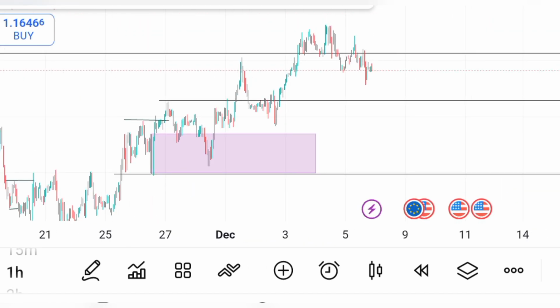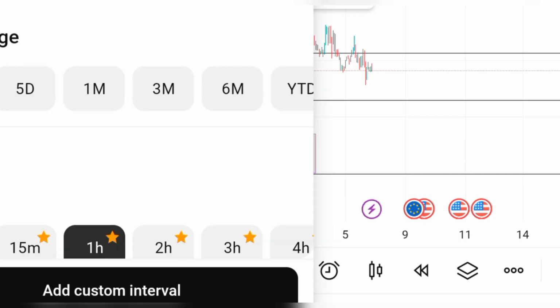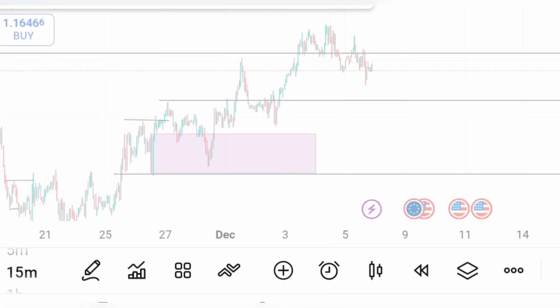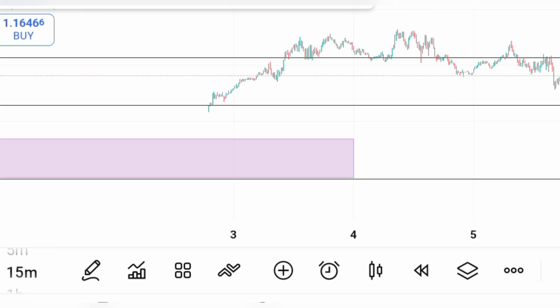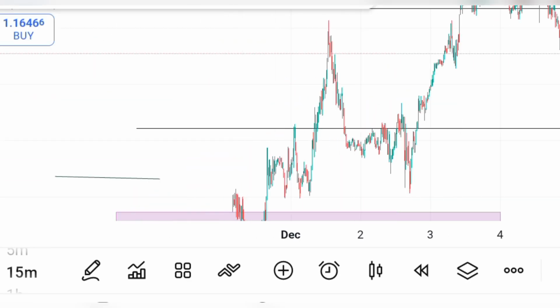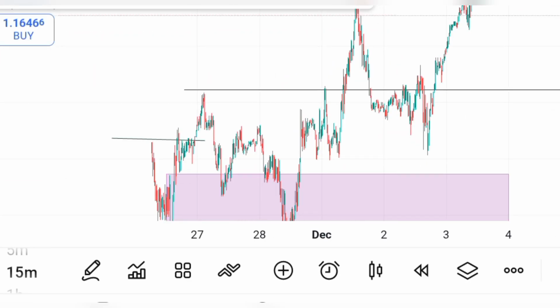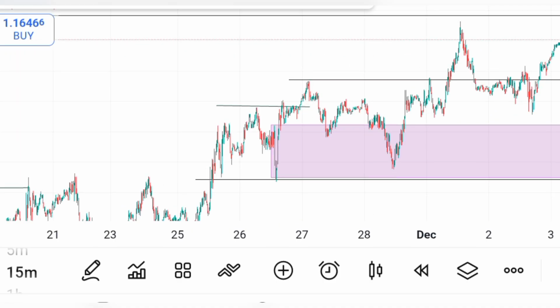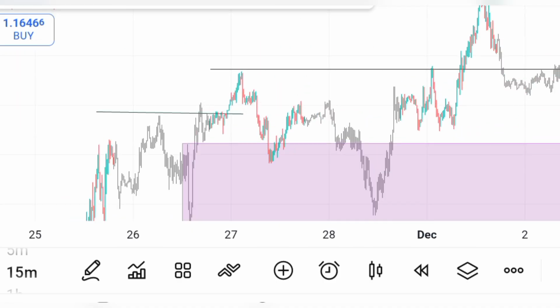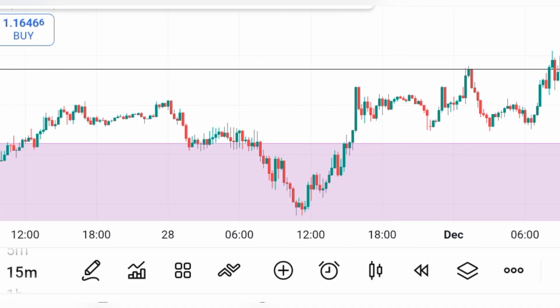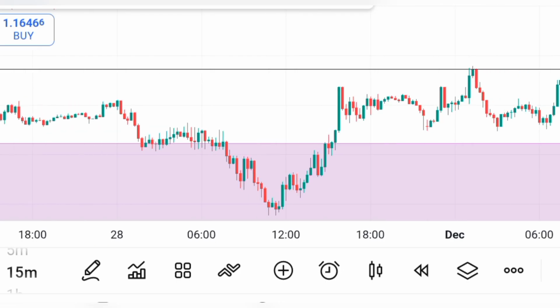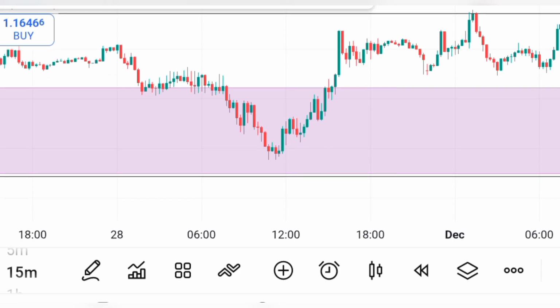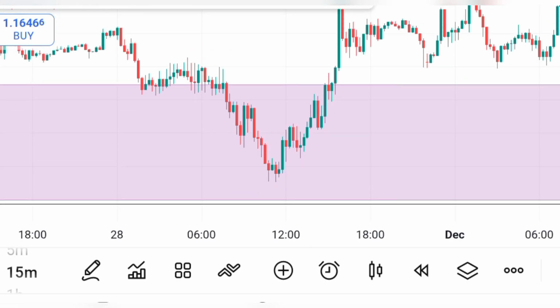I went to my 15-minute time frame to get confirmation. Let me show you. So I went to my 15-minute time frame. Then in my 15-minute time frame, I was waiting for a confirmation. Can you see when the market came and tapped your 15-minute time frame here? There are some confirmations also that you can look at in your lower time frame. You can even go to M5.